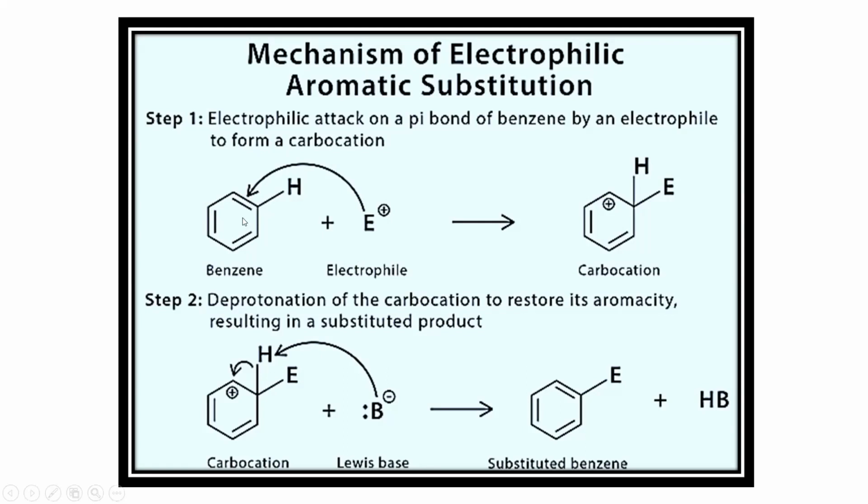Now, why does it not undergo addition reactions? Because we have delocalized pi electrons. So we don't have localized pi electrons, hence it does not undergo the addition reaction, though it has three alternate double bonds. So there is electrophilic attack on a pi bond of benzene by an electrophile to form a carbocation, and deprotonation of the carbocation restores its aromaticity, resulting in a substituted product. So this is how the mechanism of the electrophilic aromatic substitution reaction takes place.